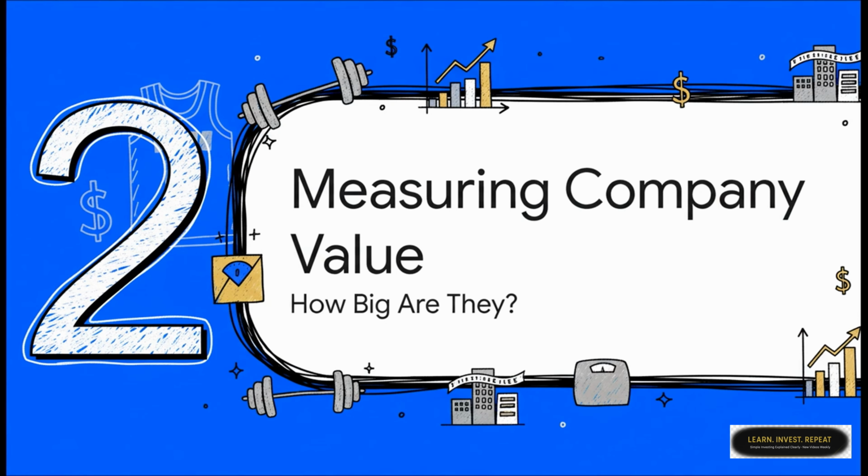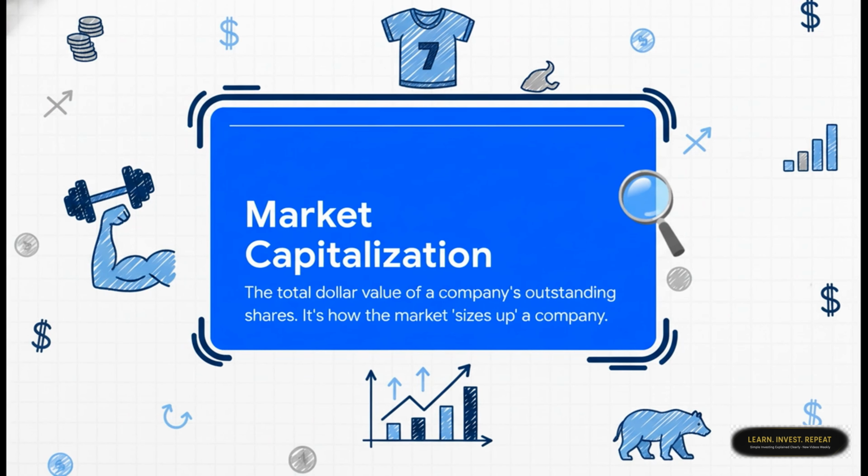Okay, so the ticker tells us who a company is. But that's only half the story. The next big question is, how big is it? And for that, we need a totally different metric. And this is where market capitalization, or what everyone just calls market cap, comes in. Now, this isn't about how many buildings a company has or how much profit it made last year. It's much, much simpler. It is the total value of all of a company's shares combined. It's basically what the market thinks the company is worth right now.